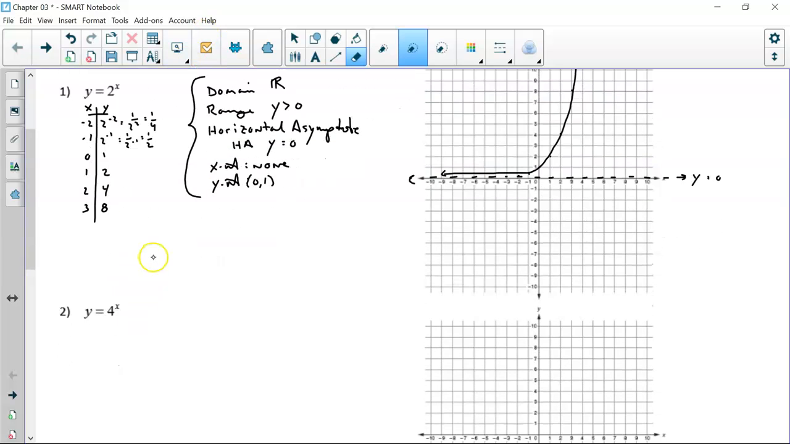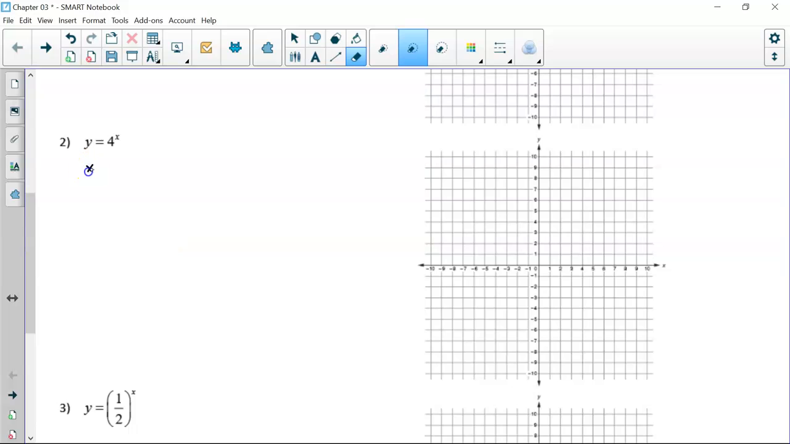We'll do the same thing for 4 to the x. Making a table: -2, -1, 0, 1, and 2. So it's 4 to the negative second, which is 1 over 4 squared, which is 1/16. 4 to the negative first is 1 over 4 to the first, which is 1/4. 4 to the 0 is 1. 4 to the first is 4, and 4 squared is 16. So it grows much faster than the last one. So we're at 1/16, 1/4, 1, 4, and 16 is way off the graph.